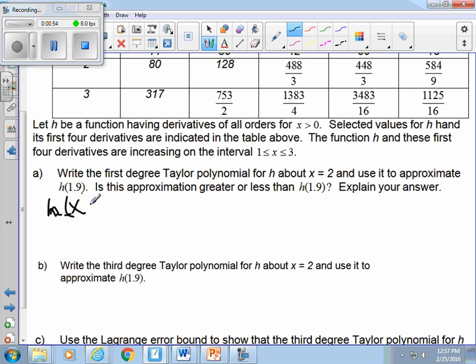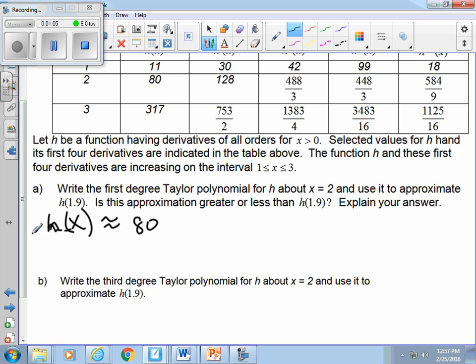H of x is approximately 80. Where in the world did I get 80? That's h of 2, right? Plus 128 times x minus 2. And that's it. Agreed?